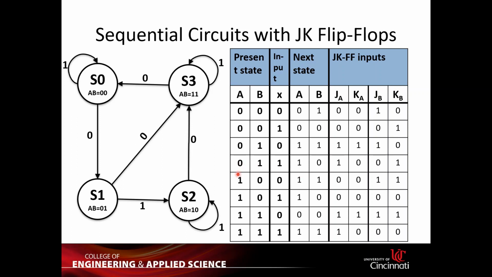For example here, present state is 0, next state is 1. Okay, so you can either flip, which is 1, 1, or you can also do 1, 0. Okay, this is one of the choices.